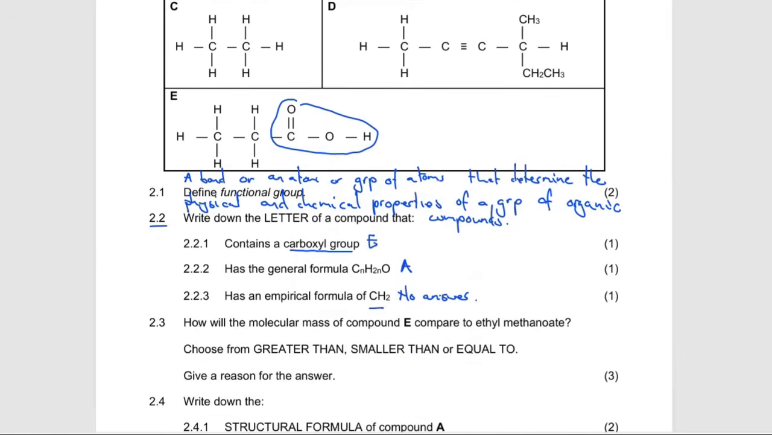Then I'm going to proceed to 2.3, which says how will the molecular mass of E compare to ethyl methanoate. They're asking us to choose greater than, smaller than, or equal to. The correct answer is equal to. The reason is that compound E and ethyl methanoate are functional isomers, which is why they are equal.